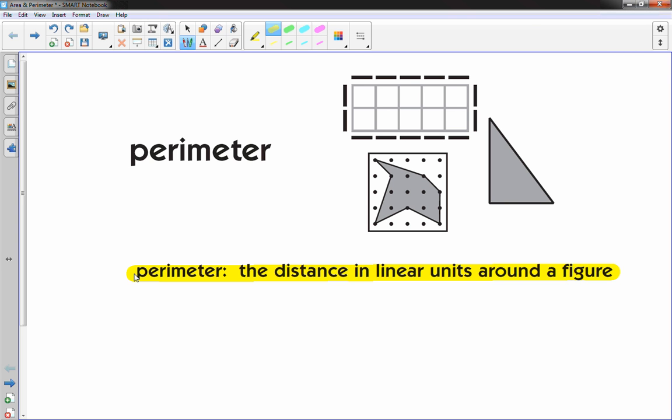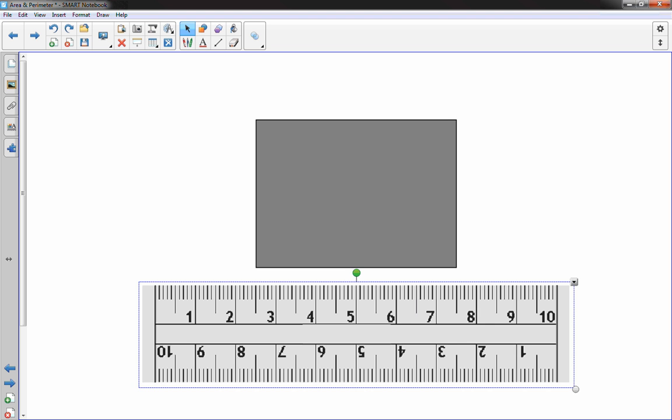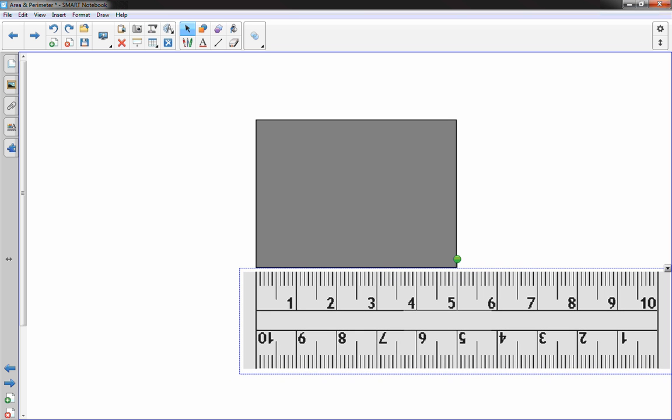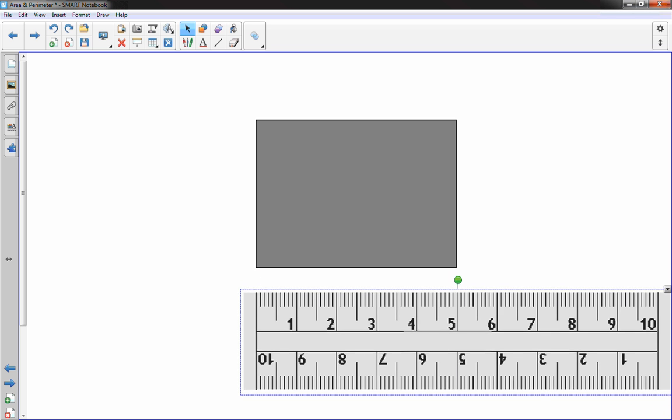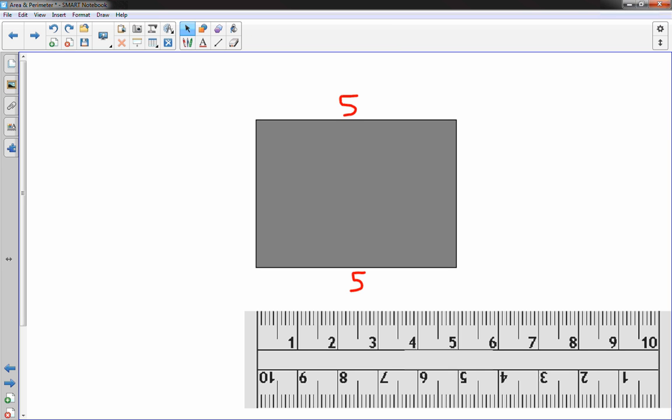So I'm going to jump right into a couple of ways to show you how to do that. I have a rectangle here, and I have a ruler. I'm going to just measure the lengths of the sides. So let's take my virtual ruler. I'm going to put it right along the edge. It's a rectangle, and the length of that is 5. So I'm actually going to write 5 there and 5 here, because it's a rectangle, opposite sides are the same length.